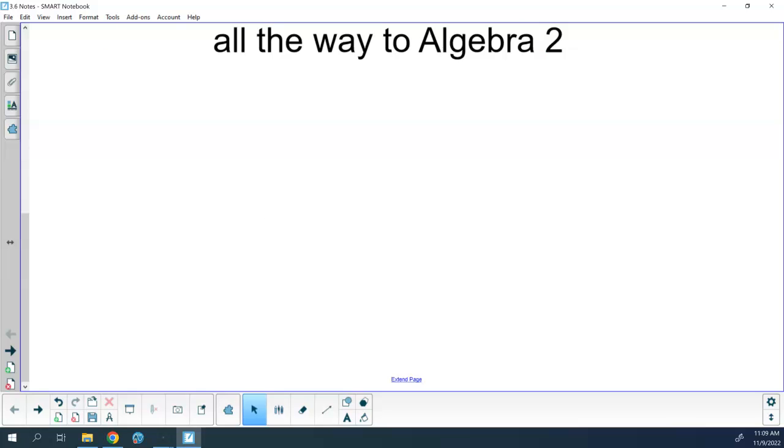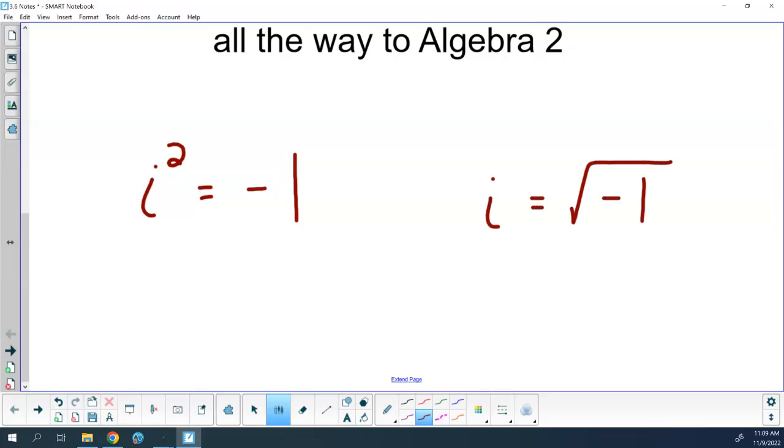The two main ideas from Algebra 2 in terms of imaginary and complex numbers are i squared equals -1, and i is equal to the square root of -1. Now, those are basically the same. If you square the right one, you get the left one. If you square root both sides of the left one, you get the right one. So those two concepts are basically the same.